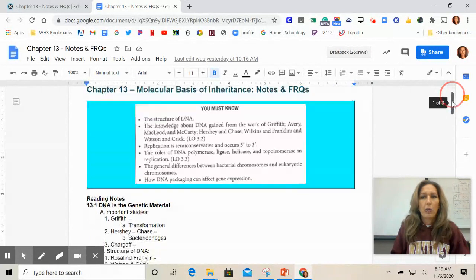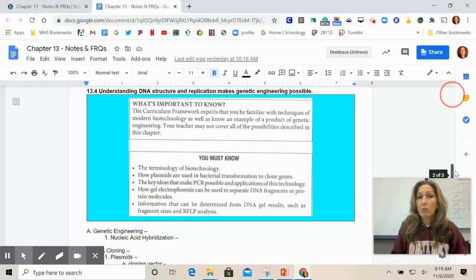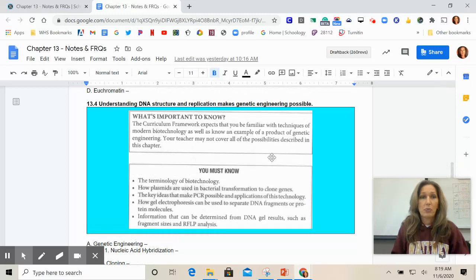What I want to point out to you on your notes, though, is there's actually two sections of You Must Knows from the test prep review book. In 13.4, it's understanding our genetic engineering or biotechnology. So here's some You Must Knows from this.